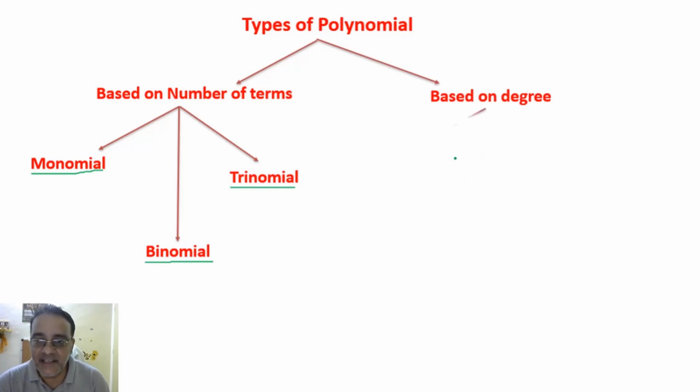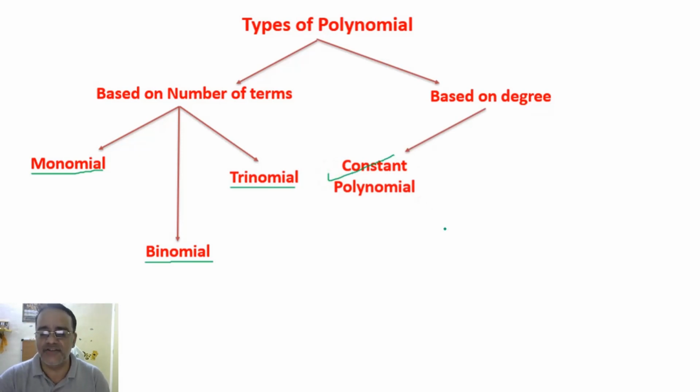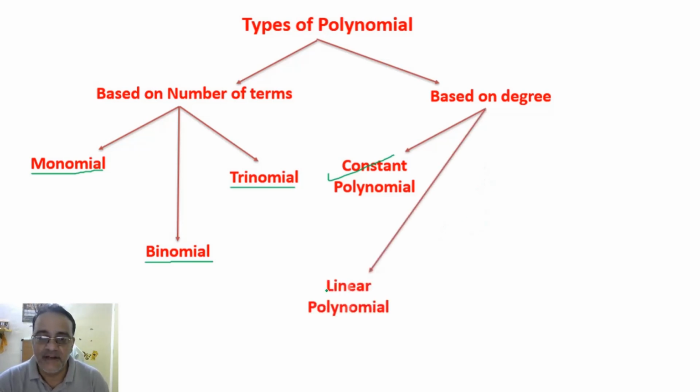If the degree is 0, it is called constant polynomial, that is any constant number, 100, 120, 55. If the degree is 1, it is called linear polynomial. So example, 2x plus 3. What is the degree of 2x plus 3? 1. So it is a linear polynomial.